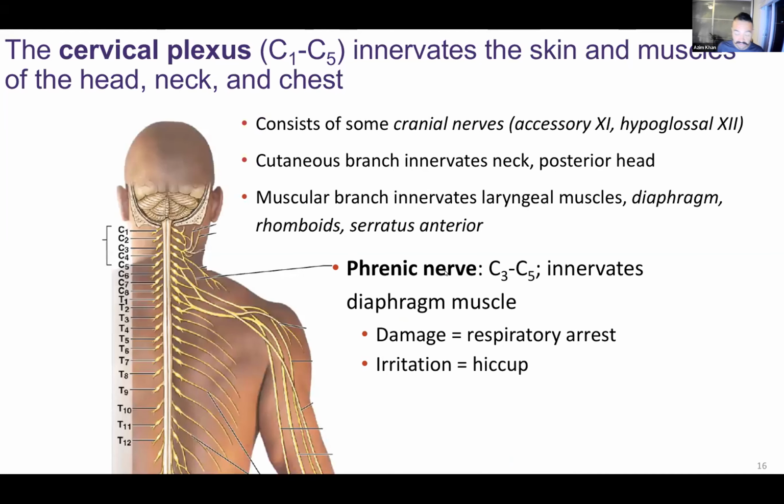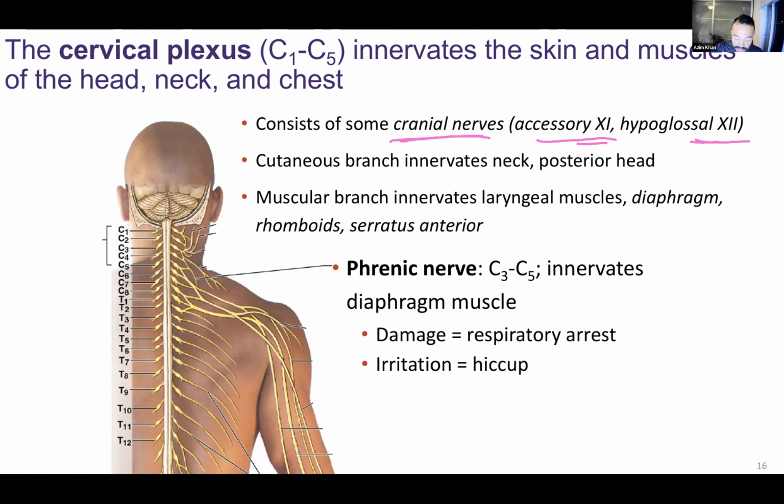In the cervical plexus, we're innervating once again skin and muscles of the head, neck, and chest region. The cervical plexus is unique in that since it's so close to the brain, these spinal nerves can branch along with cranial nerves. So you do get branching of cranial nerves intermixing with spinal nerves, specifically number 11 and number 12, accessory and hypoglossal, which makes sense since they're the most caudal.